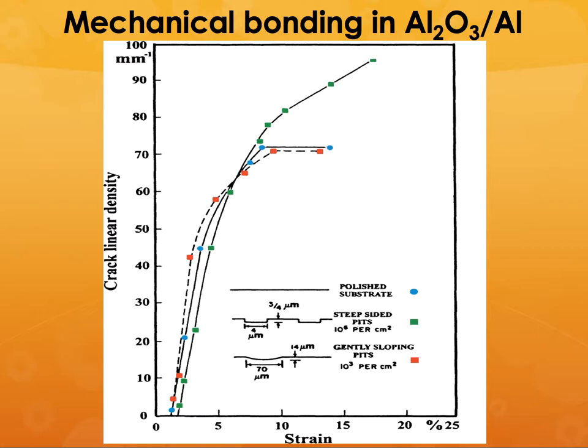There could be mechanical bonding between the matrix and the fibers in, say, alumina type of a composite material. For example, if you had cracks between the matrix and the fibers, that can result in a different stress strain behavior of the composite material itself. If you had steep sided pits, you can see that it shows much higher strength, crack linear density, and it can show much higher failure to strain compared to the other types of composite materials.